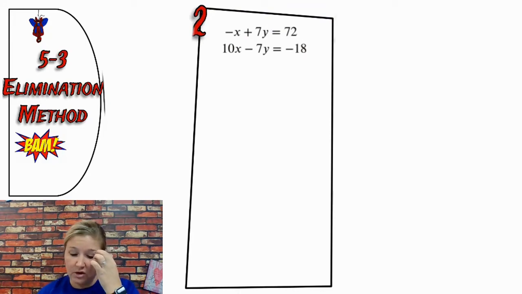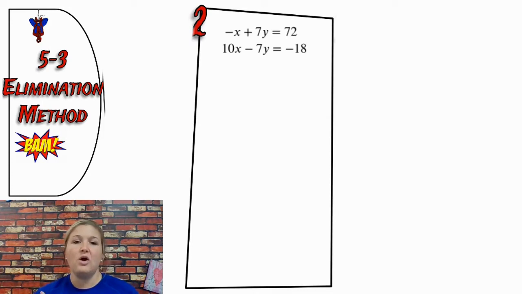Second example here, we have negative x plus 7y is equal to 72, and then 10x minus 7y is equal to negative 18. So what you're looking for here to be able to eliminate is the same coefficient in front of your variable. I have both 7s in front of my y variable, so this time that's what I'm going to eliminate. It's not necessarily that you're always going to eliminate one of the two variables, like every single time it's going to be x or every single time it's going to be y.